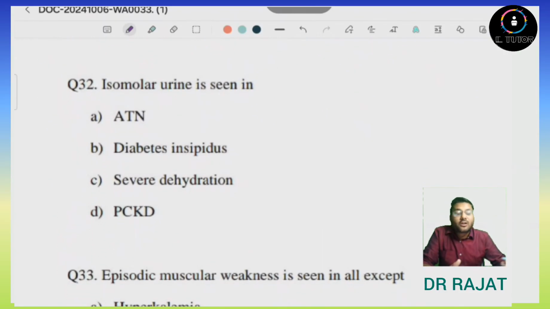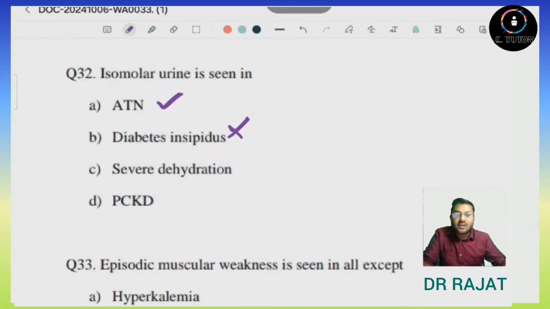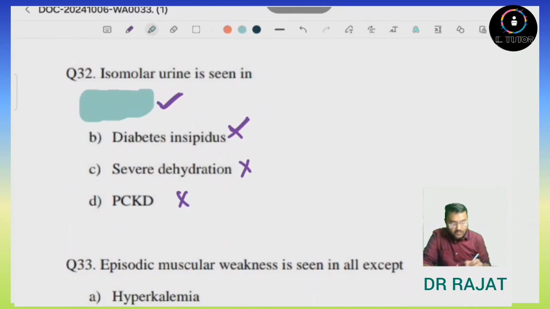Isoosmolar urine is seen in. So, first option is ATN. Yes, isoosmolar urine is seen in ATN. Diabetes insipidus, no. Hypoosmolar urine will be there due to polydipsia, polyuria. Severe dehydration will have the hyperosmolar urine. And polycystic kidney disease also have the hyperosmolar urine. So this is also not true. So answer here will be ATN, in which isoosmolar urine will be there. Acute tubular necrosis.